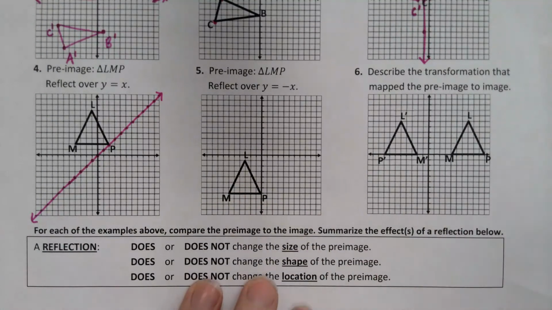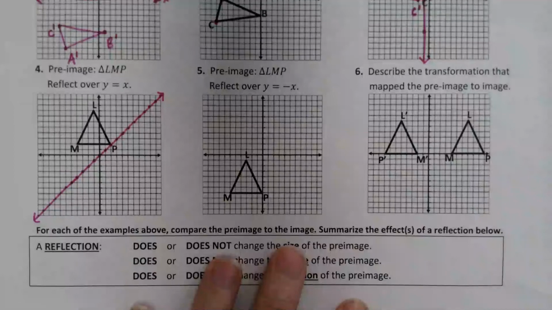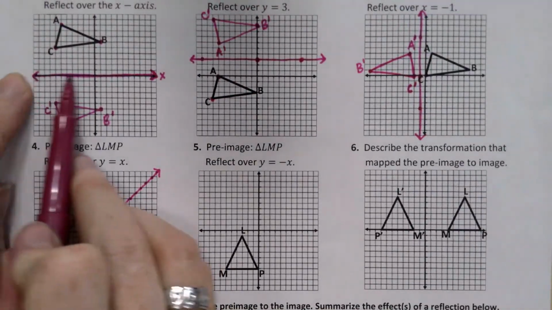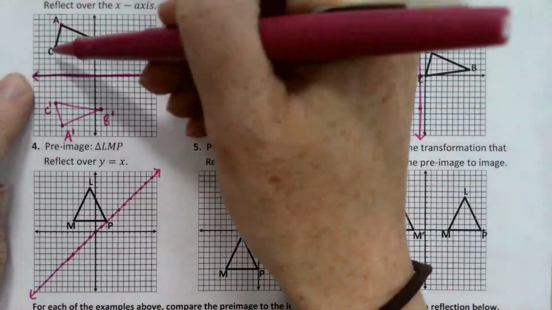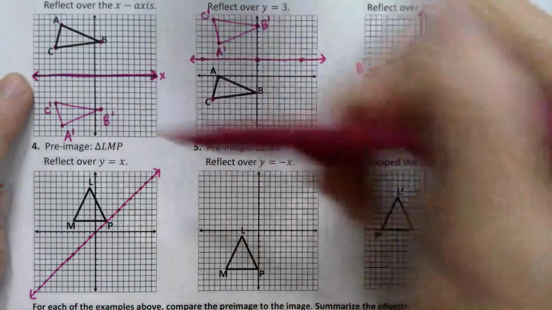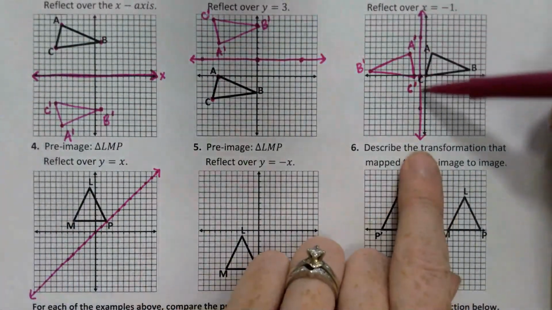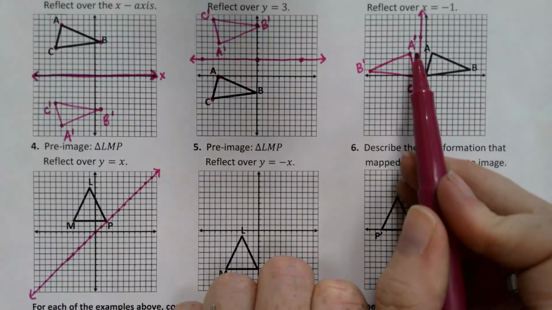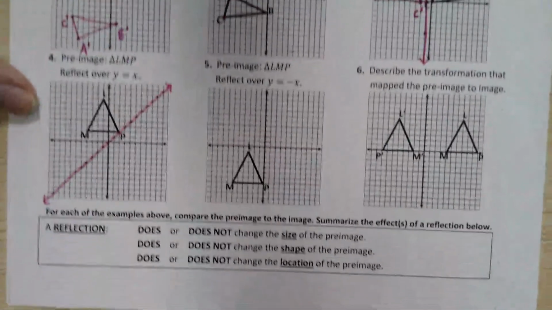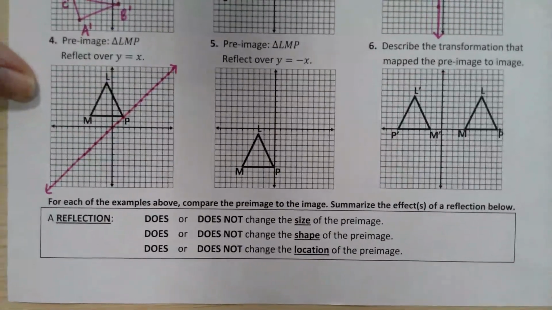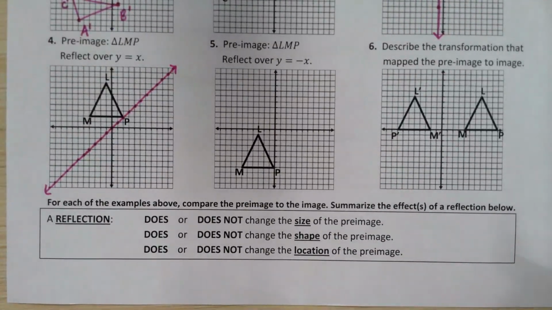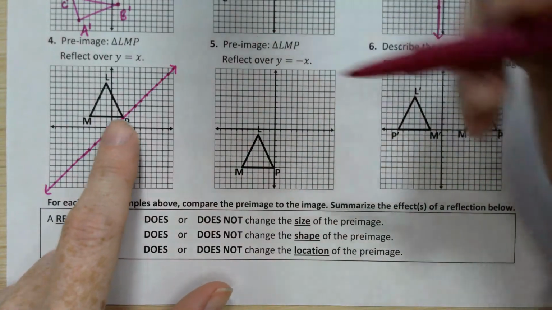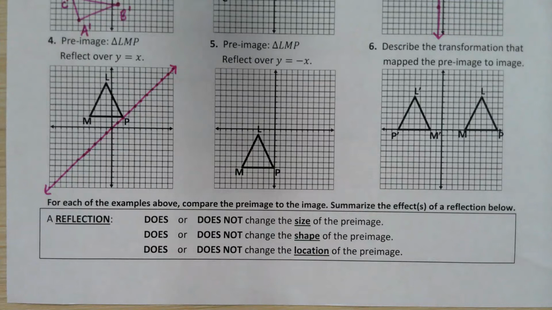And so I don't know if you noticed this or not, but when I was doing my reflections, if there was a horizontal line, I was counting vertically to reflect. If there was a vertical line, all my counting was horizontal to reflect. So because this is a diagonal line, I'm going to need to count diagonally in order to reflect, which is really tricky. So we want to be careful with our counting.